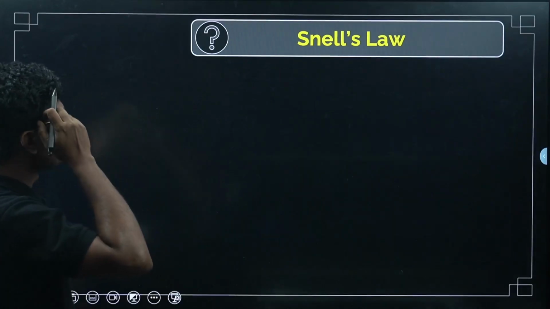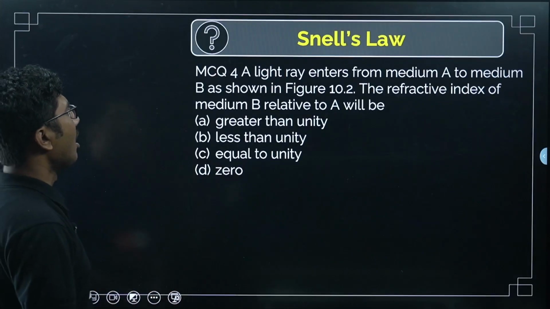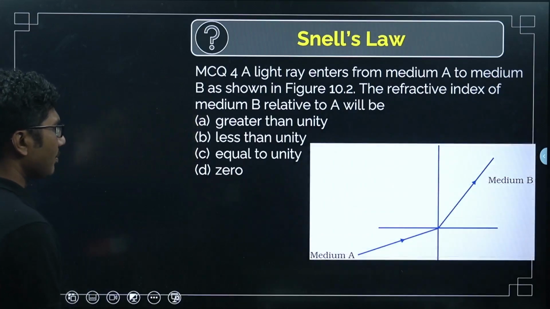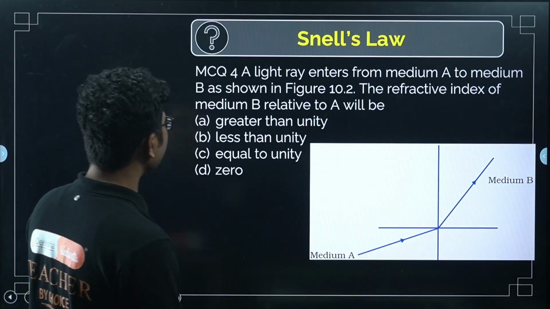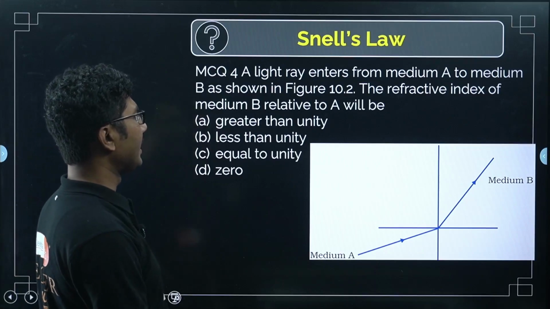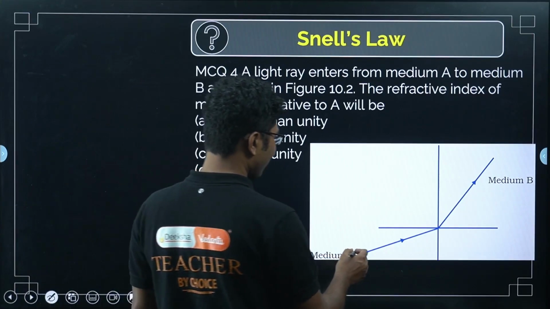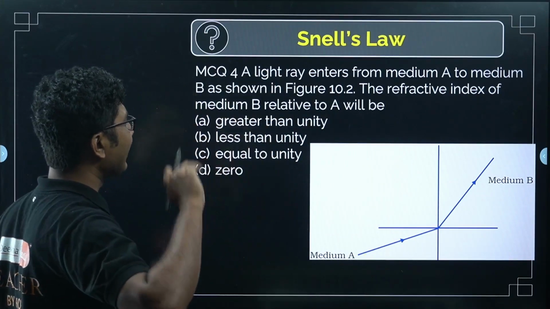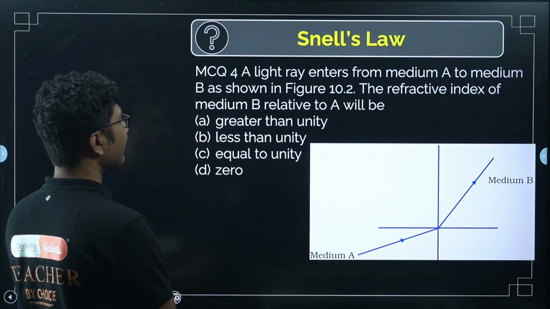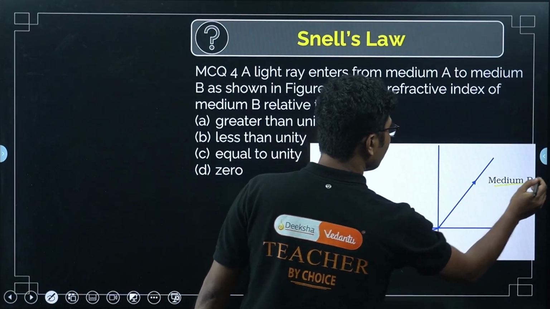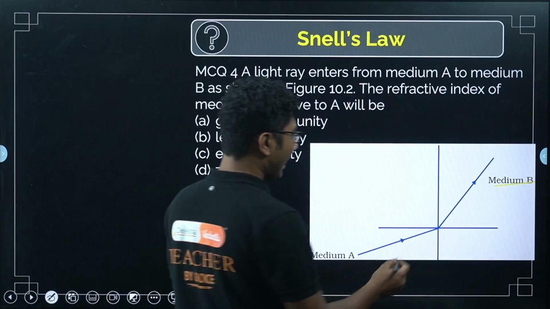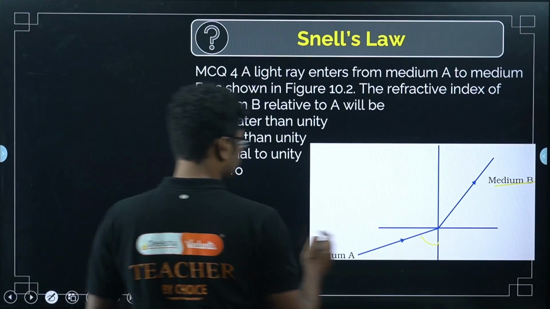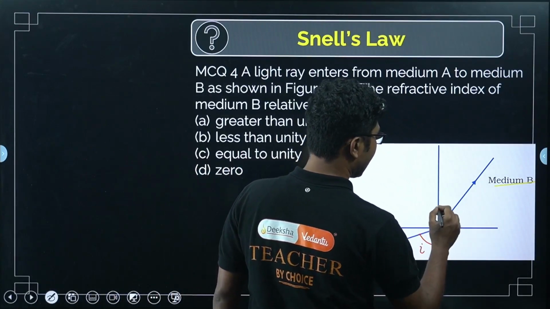Now let's move on and solve one more problem on Snell's law. A light ray enters from medium A to medium B as shown in figure 10.2. The refractive index of medium B relative to medium A will be? Now the light ray is entering from medium A to medium B. They have asked which medium will have a greater refractive index, the refractive index of medium B with respect to medium A. Now what is the angle of incidence? This is the angle of incidence i, and this is the angle of refraction r.